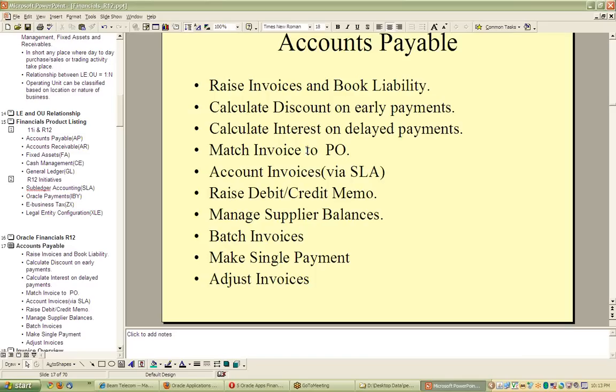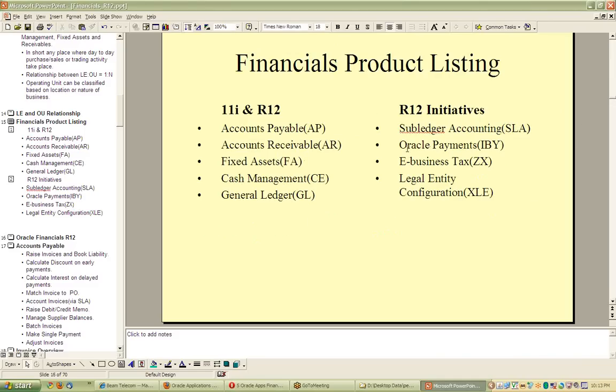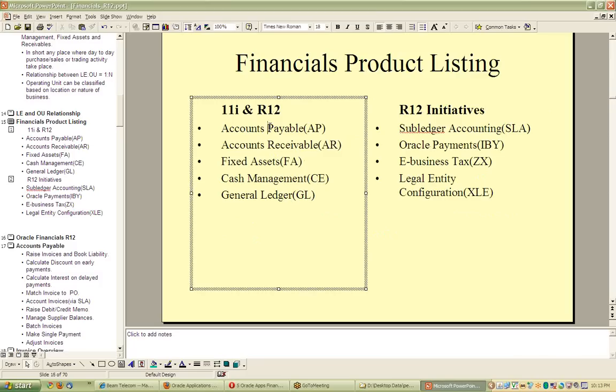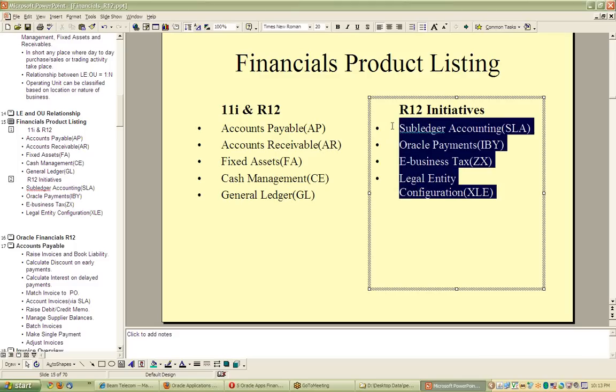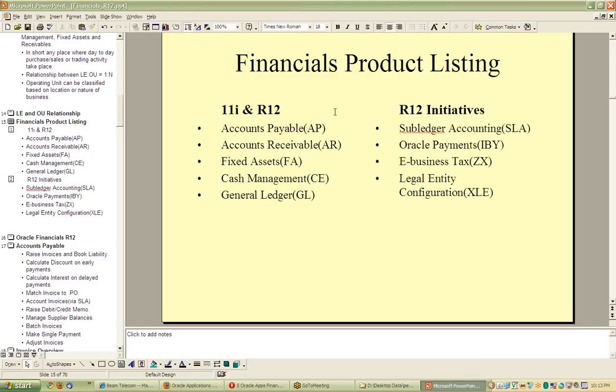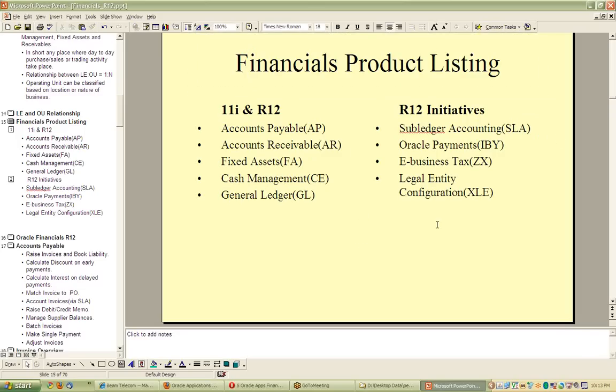I'm sorry to stop you. Is it that Oracle Financials just has the AR, AP, and GL? That's the whole thing? No, this is the whole thing. Oracle Financials product listing: AP, AR, FA, GL, cash management. Subledger accounting, Oracle payments, CVS tax, legal entity, all are part of the financials family. This is the entire financials package I am showing you, so we'll be dealing with these things.